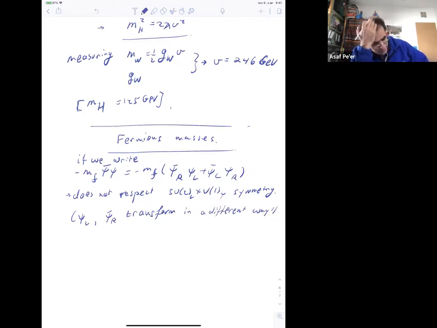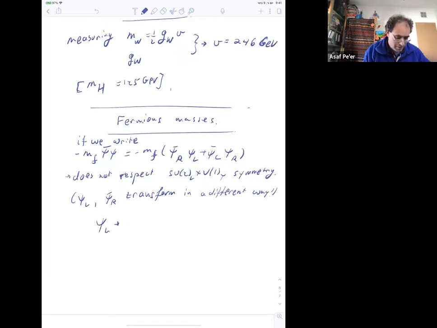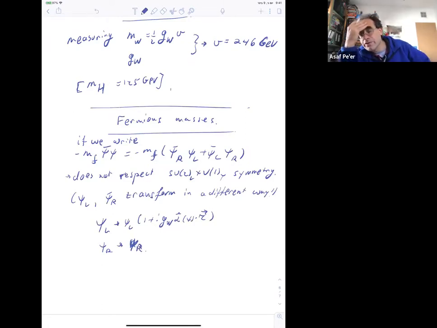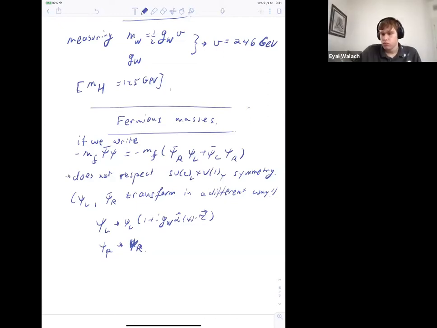Right, so we have different electroweak charges. Psi left goes to psi left times (1 plus i g_weak alpha(x) tau), and psi right simply goes to psi right. It's not part of this doublet, and it doesn't care about the electroweak interaction. It just doesn't play. So this is not good. You cannot have such a term appearing in the Lagrangian of the standard model.